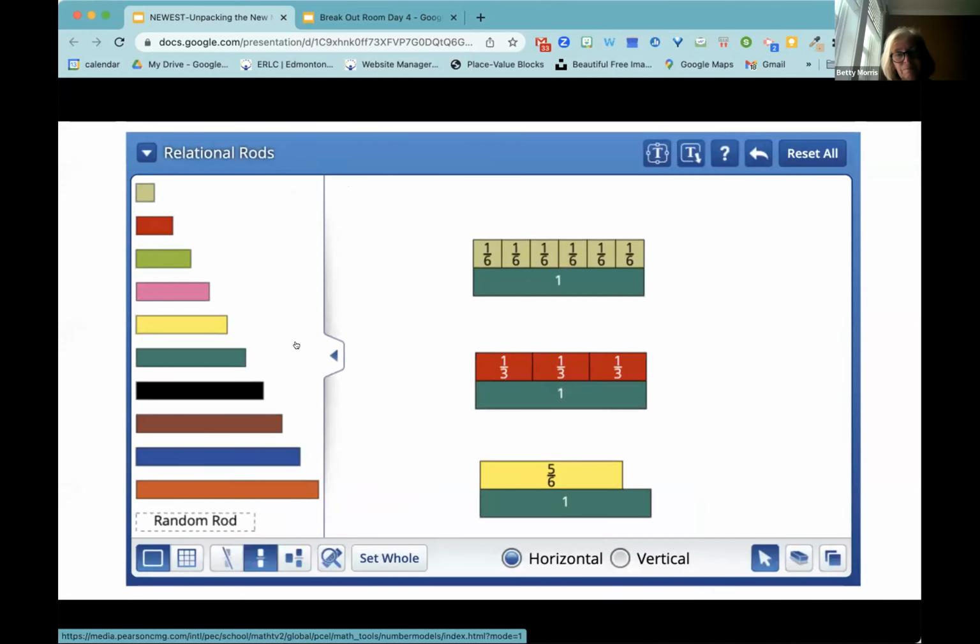Again, I'm going to give you the website to the Pearson Mathology virtual manipulatives, because they are free for everyone to use. But these are those Cuisenaire rods, or the relational rods, some people call them relational rods, some people call them Cuisenaire rods. The reason I love them is all of a sudden you have at least 10 different denominators, depending on whatever you choose to be the whole. You can just go to this.